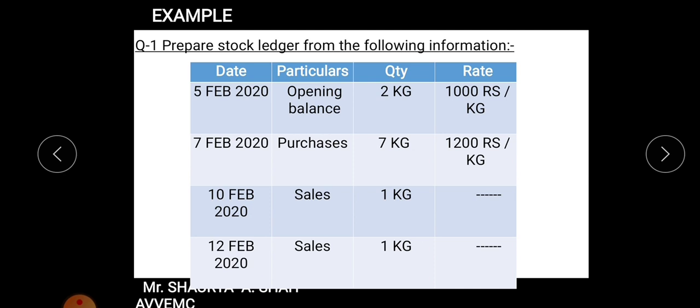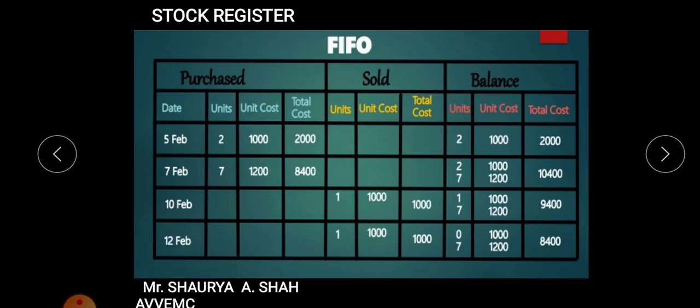Opening balance 2 kg at 1000 rupees per kg. So under your FIFO, it will be your date, 5th February. Units are 2, unit cost, that is the rate. It is date, quantity, rate, amount, date, quantity, rate, amount. Fine. So 5th February is your opening balance. You will write down under the receipt column 2 units, 1000, and 2000 is the total amount. Fine. As I told you, in your issues there will be a dash. Balance will be again the same which we have written in the receipt column. I hope it is clear.